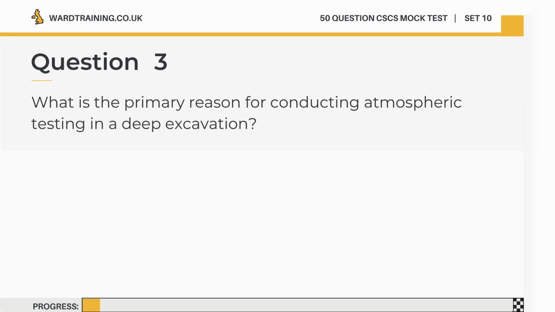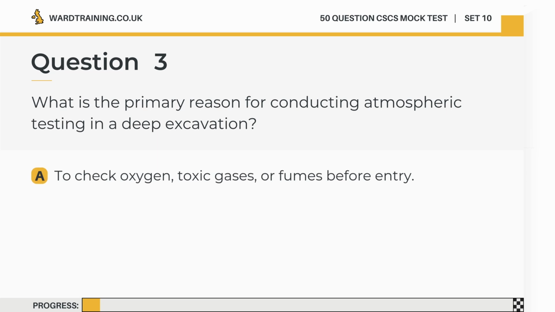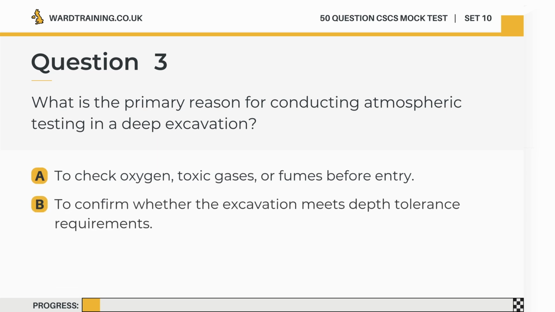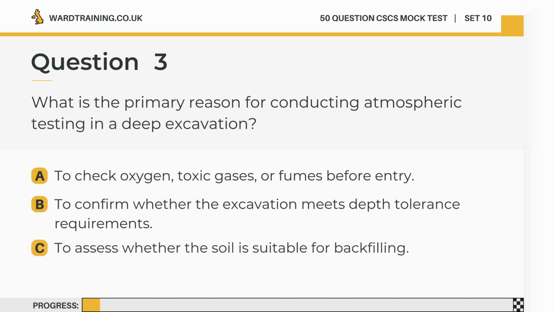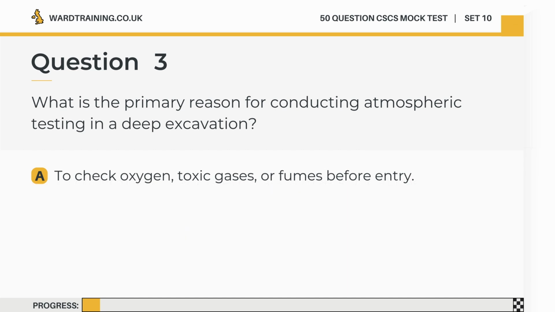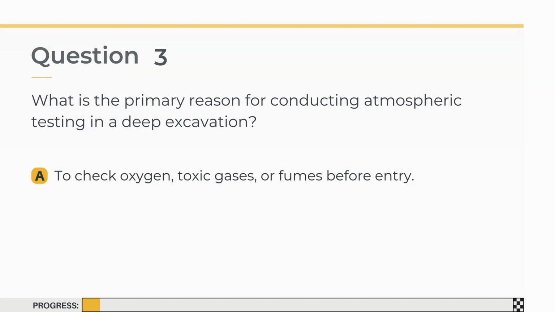Question 3. What is the primary reason for conducting atmospheric testing in a deep excavation? A. To check oxygen, toxic gases, or fumes before entry. B. To confirm whether the excavation meets depth tolerance requirements. C. To assess whether the soil is suitable for backfilling. D. To determine if water ingress is likely. The correct answer is A. To check oxygen, toxic gases, or fumes before entry.